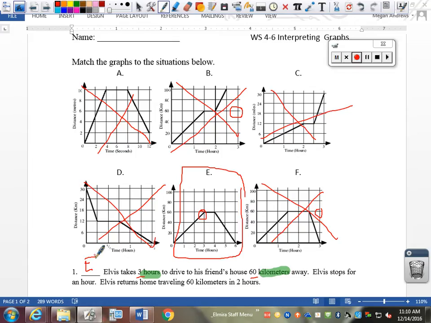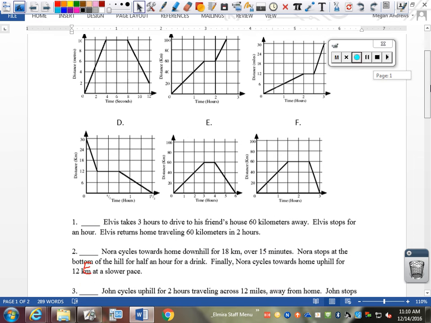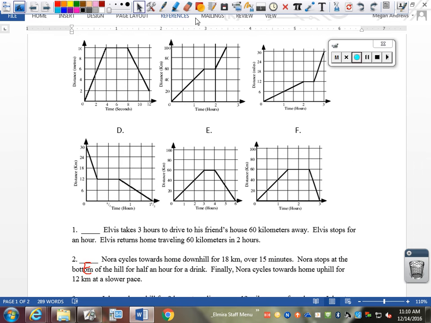Once you've used graph E, you are now done, and you will not use E again. Okay, every graph is only used once. Now, I also want to point out that there are some things in here to trick you. For example, it talks in number 2 about Nora, and I know it might be hard for you to read it on the screen, so read it on your paper.